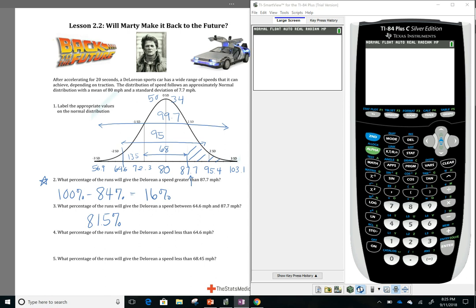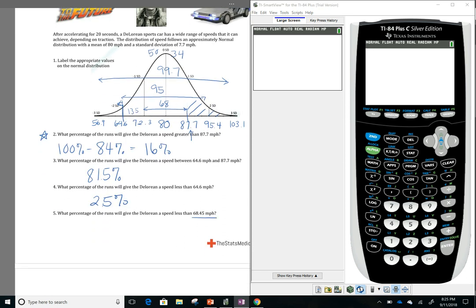If I wanted the percentage that would give the DeLorean from 64.6, that's starting here and down, we would have 2.5%. Since 95% are around 2 standard deviations and we're talking below that, I have 5% on the outside, but 2.5 below and 2.5 above. Now I get into something where it's asking me about a speed less than 68.45. So I'm going to erase my normal distribution, the empirical rule information, and just leave what I had at the bottom.